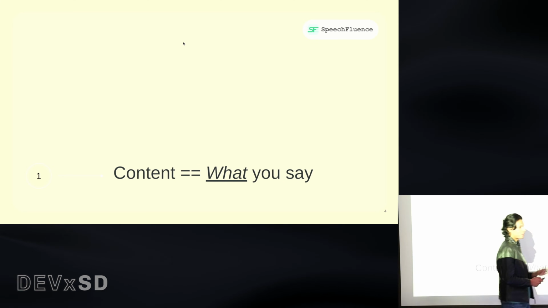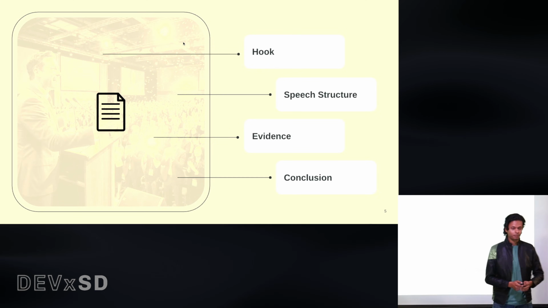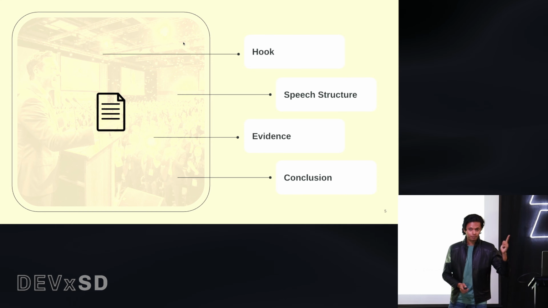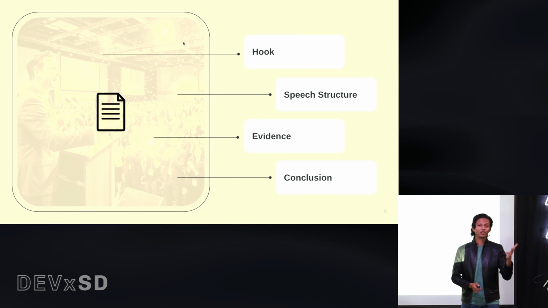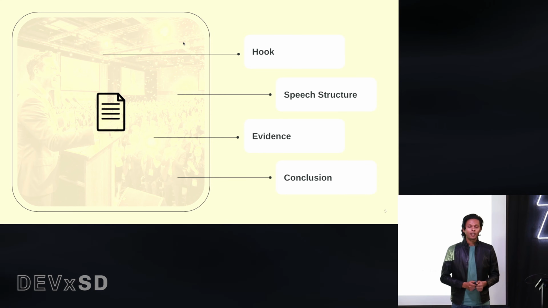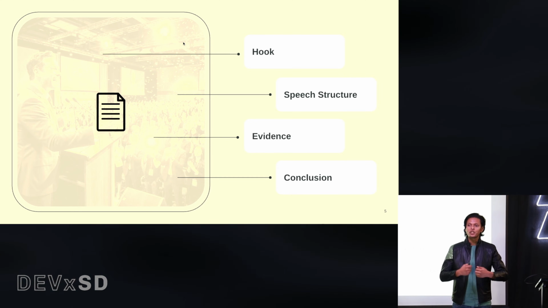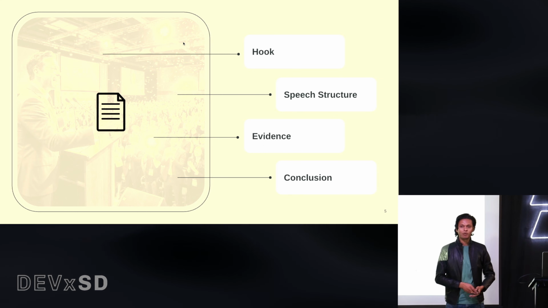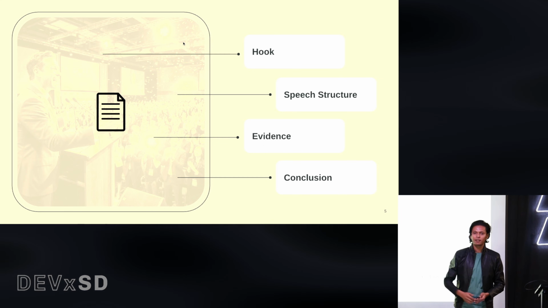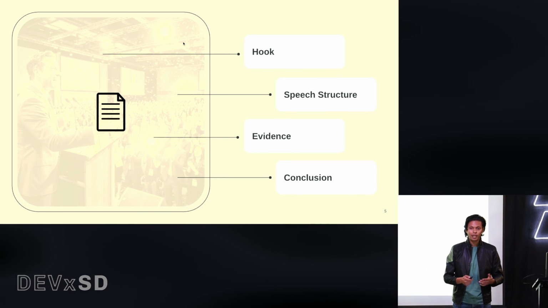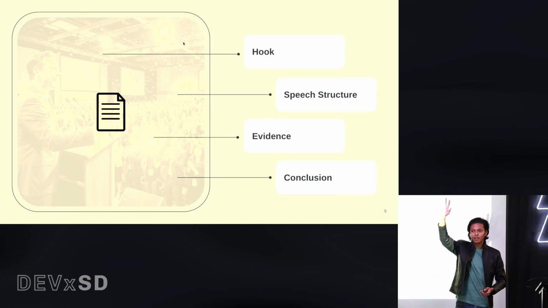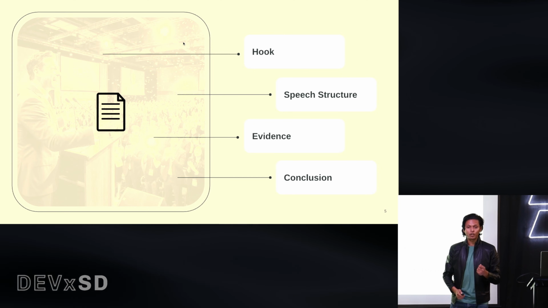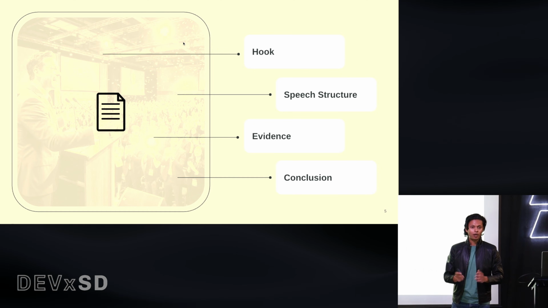Content has 4 sub-levels underneath it: hook, structure, evidence, and conclusion. A hook is something that you use to engage the audience. When this guy came on, he was like, "Is everybody excited?" That is a hook. When I came on the stage, "Is everybody an engineer?" That is also a hook. Engage the audience first.